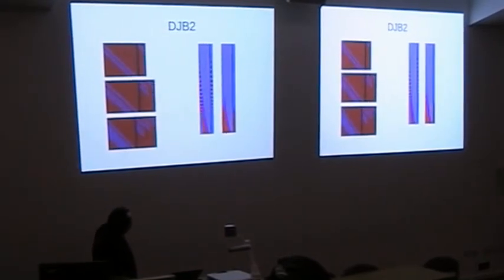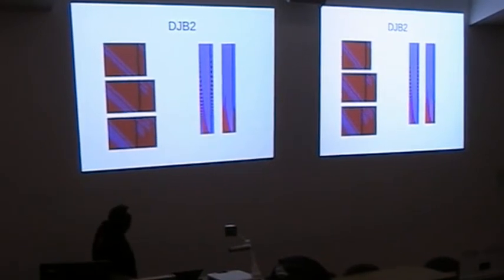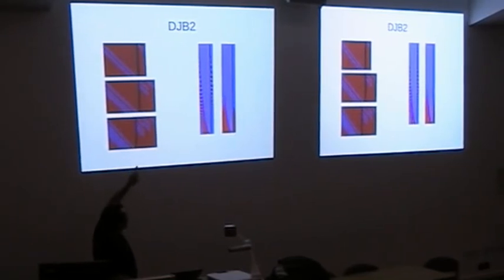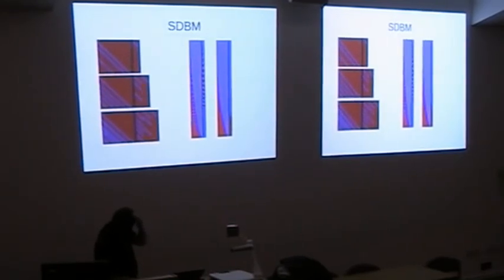So now here are some crappy hash functions, TJB2. Basically you can see all the red. You can see that most of the bits of your input byte don't actually affect your hash value at all. Here's SDBM, it's also similarly horrible.